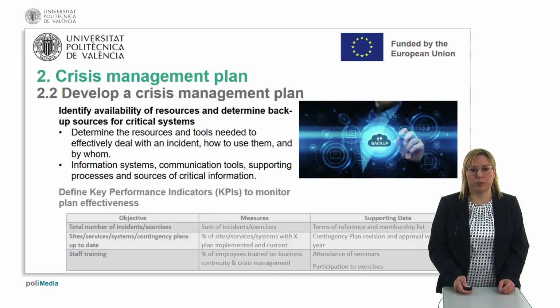The step of developing a crisis management plan should also identify availability of resources and determine backup sources for critical systems. It's necessary to determine the resources and tools needed to effectively deal with an incident, how to use them, and by whom. These resources can be information systems, communication tools, supporting processes, and sources of critical information.